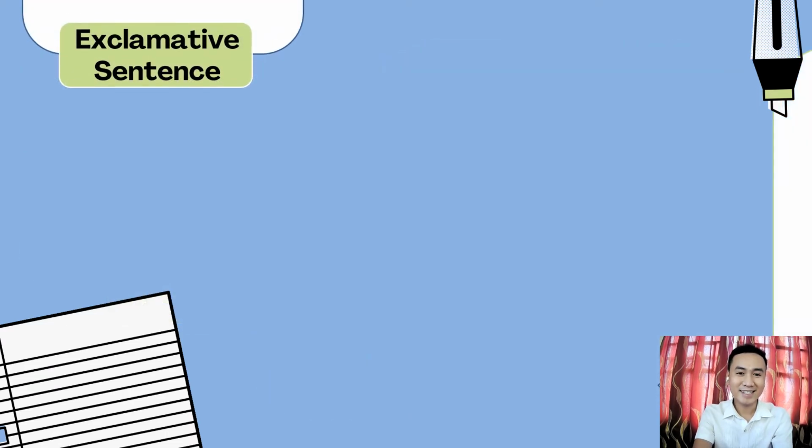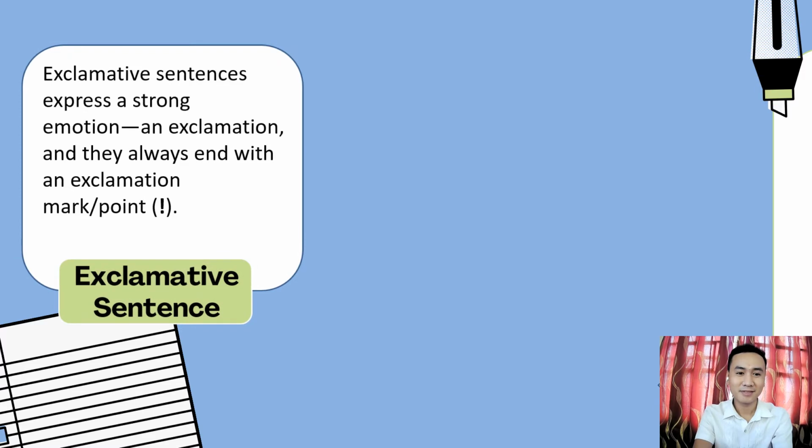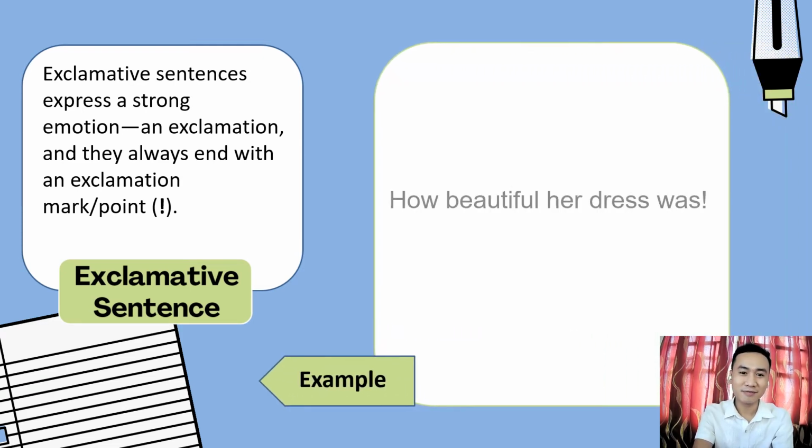Exclamative sentence. Exclamative sentences express a strong emotion, an exclamation, and they always end with an exclamation mark or point. For example, how beautiful her dress was! Does it express a strong emotion? Does it end with an exclamation point? Yes, it does.